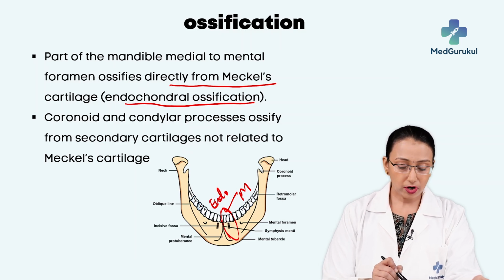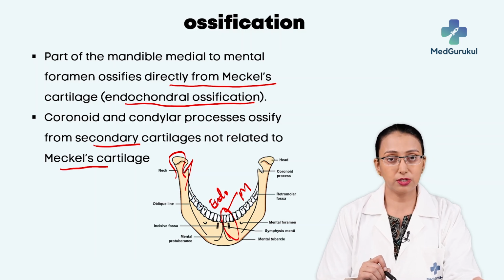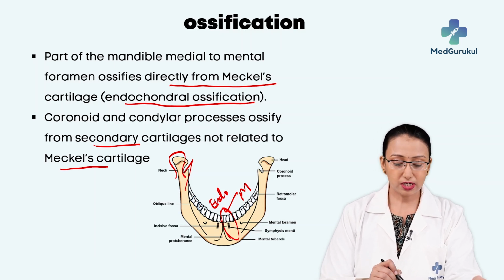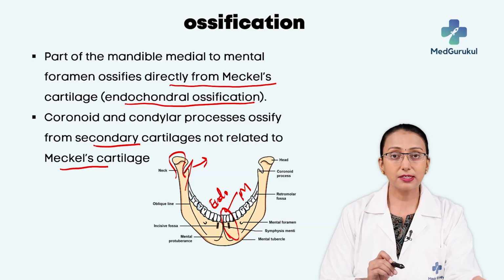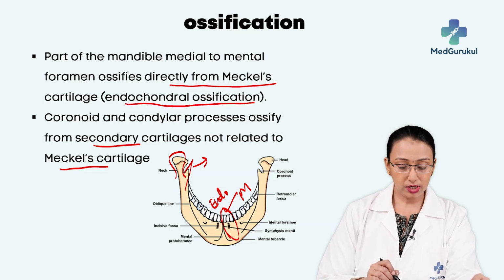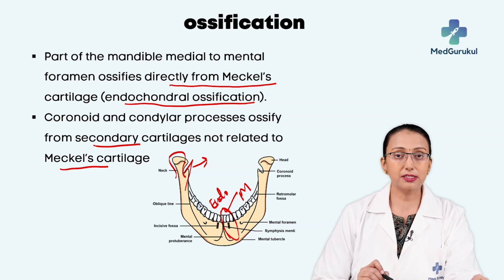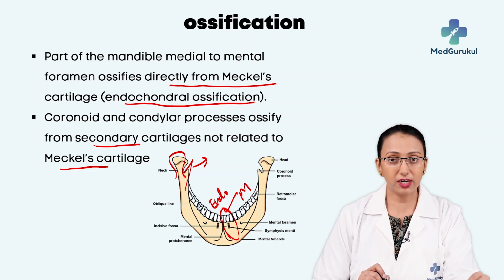Then the coronoid and the condyloid processes ossify from the secondary cartilages, which are not related to the Meckel's cartilage. So, we need to mention that these processes are derivatives of secondary cartilages, and only the body of the mandible is from the Meckel's cartilage, the first arch cartilage.